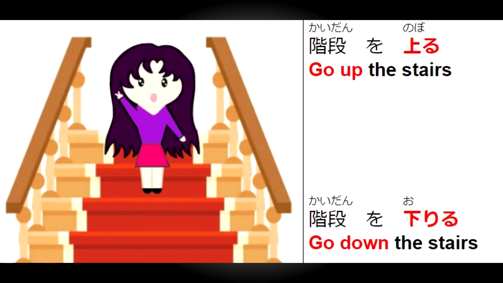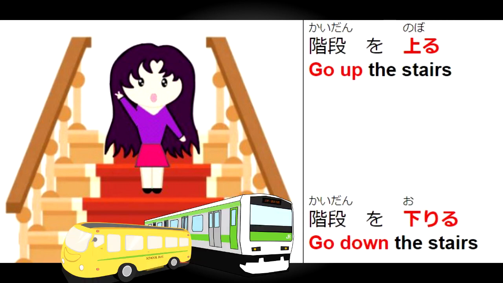So let's start. To start off with our examples, we can think of the verbs go up and go down. Kaidan o noboru, go up the stairs. Kaidan o oriru, go down the stairs. This verb oriru is also used with transportation, like a bus or a train. And it means to get off the bus or the train and so on. And it also takes the particle o.